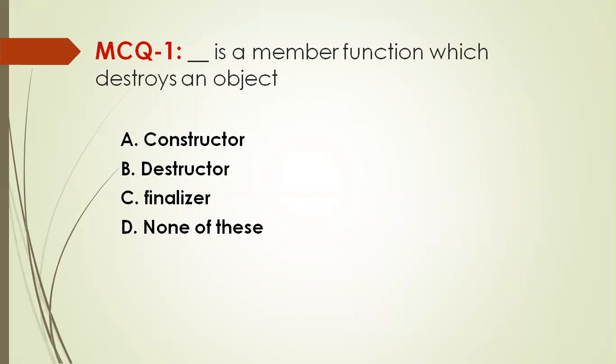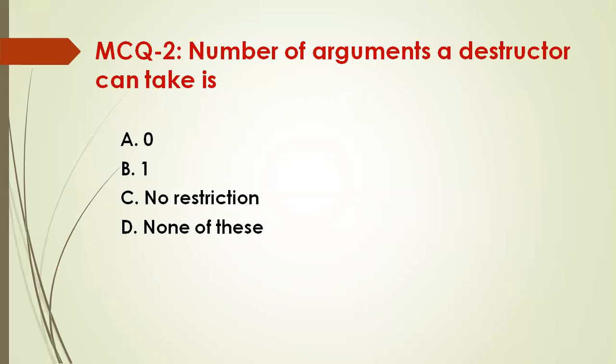Let us take some simple multiple choice questions. Dash is a member function which destroys an object. The answer is destructor, or B. The number of arguments a destructor can take is 0, because a destructor cannot take arguments, and it has no return value. The correct answer is A.